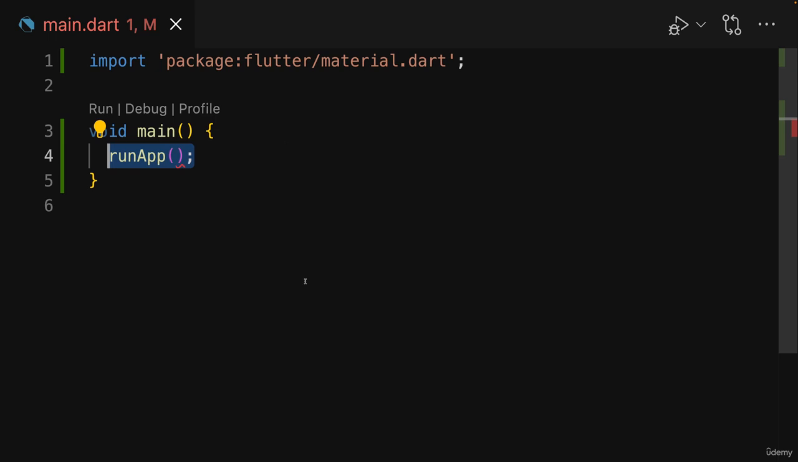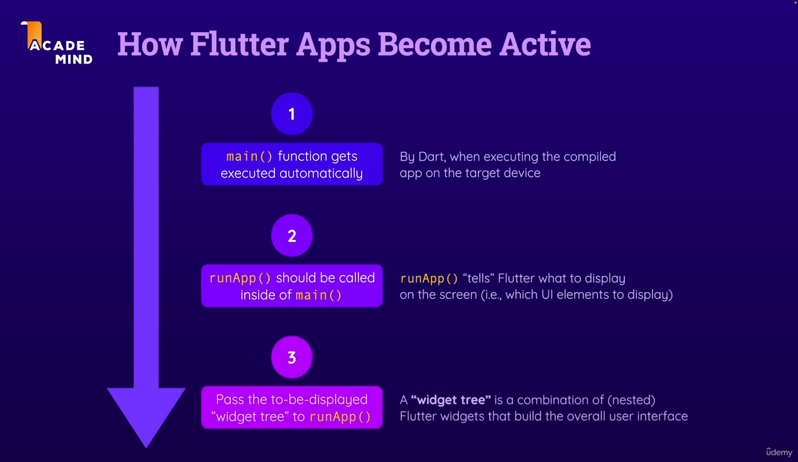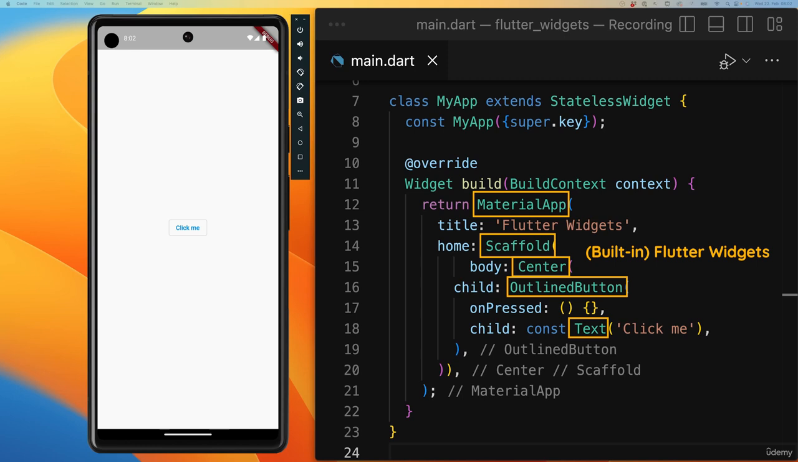Well, the input value it needs is the content that should be shown on the screen. So the user interface it should show on the screen. And for that, run app needs a so-called widget or widget tree as a value. Because Flutter user interfaces are built with widgets. When building a Flutter app, you don't use some visual drag and drop editor. Instead, you build your user interface in code by using so-called widgets.